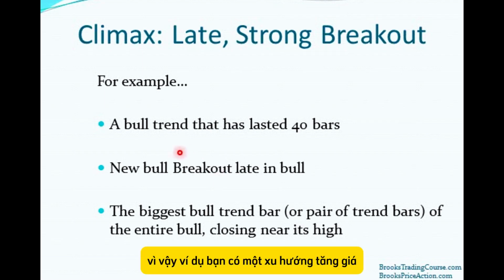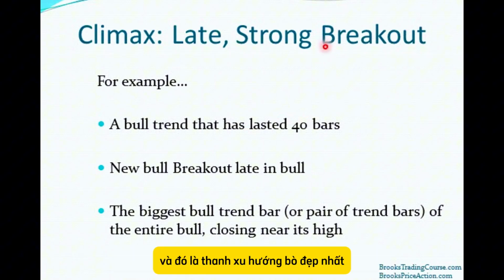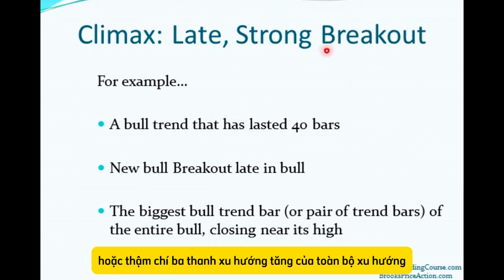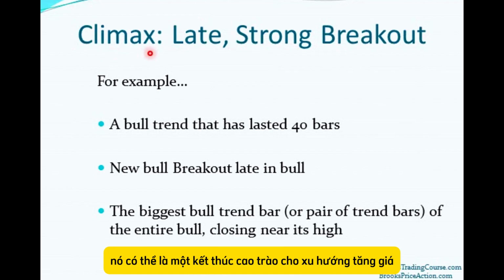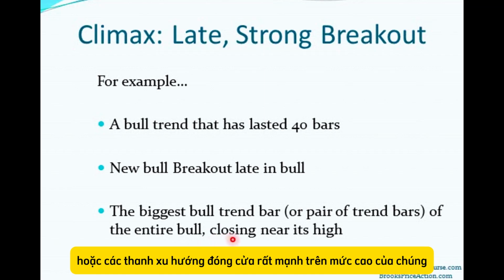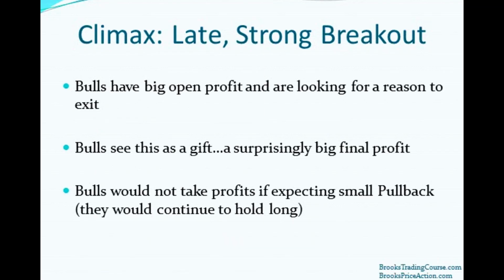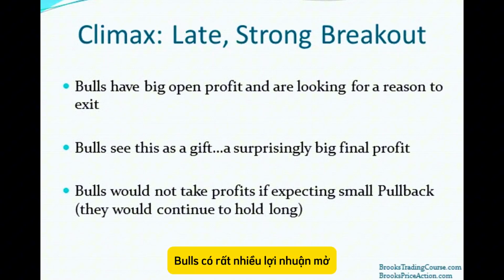So for example, you have a bull trend that's been going on for about 40 bars, and now you suddenly have a strong bull breakout. And it's the best looking bull trend bar, or the best looking 2 or even 3 bull trend bars of the entire trend. It could be a climactic end to the bull trend, especially if the trend bars are very strong, closing on their high. The bulls have a lot of open profit, and they're looking for a reason to exit. And they see this as a gift, a surprisingly big final profit.